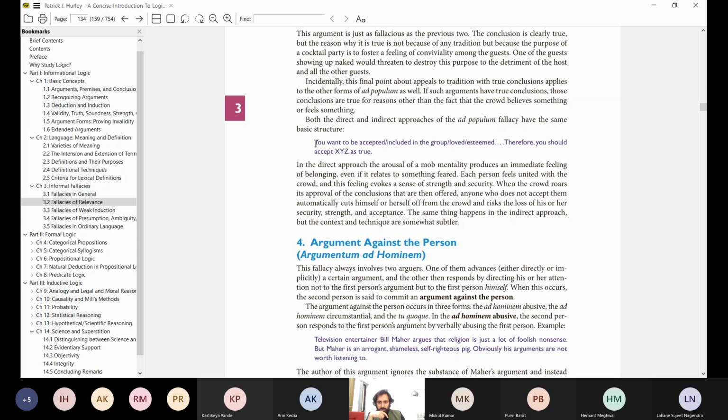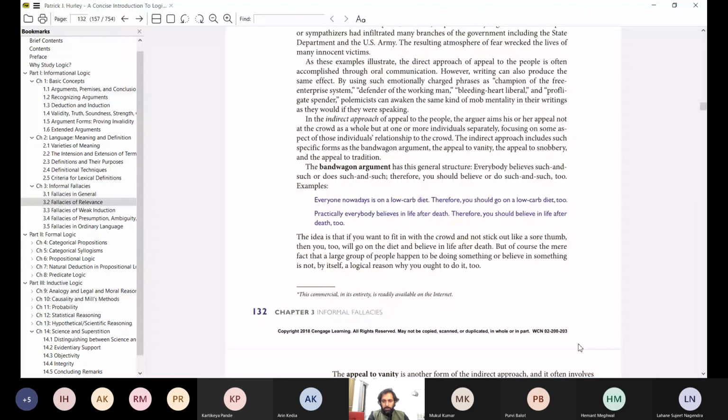And I like this one in the middle of the screen. Very general schema. I'll put that in the chat box also. You want to be accepted, included in the group, loved, esteemed. Therefore, you should accept X, Y, Z as true. That's a nice general schema for arguments. I guess the Latin word is this word, ad populum.